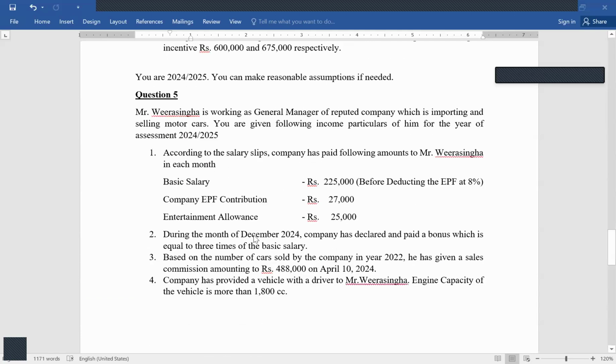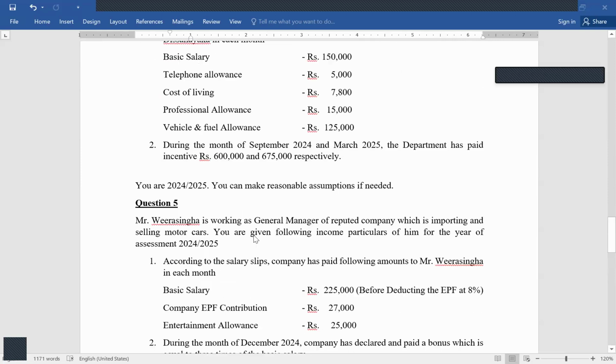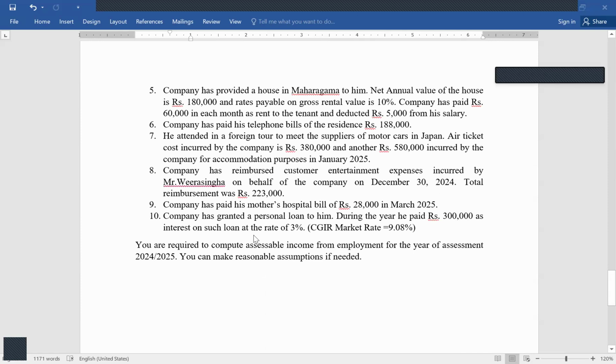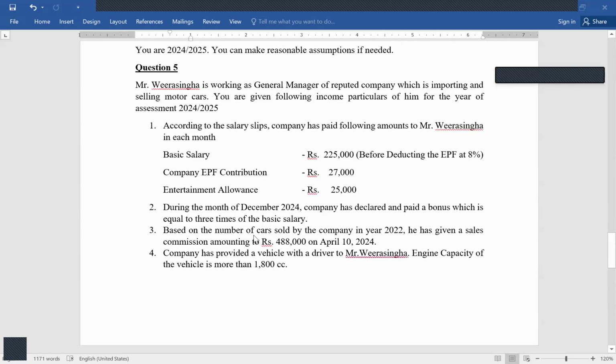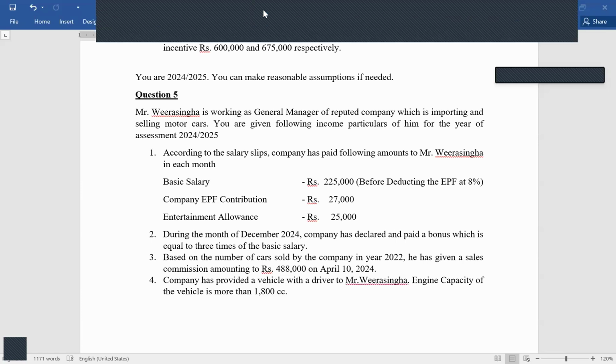Okay, so this answer is for question number 4. Then you have given question number 5. ඒක චුට්ටක් දිගයි. I will explain one by one. After that, you have to calculate the tax liability of Mr. Veerasinghe. Before that, I am going to answer the question raised by Lalit.